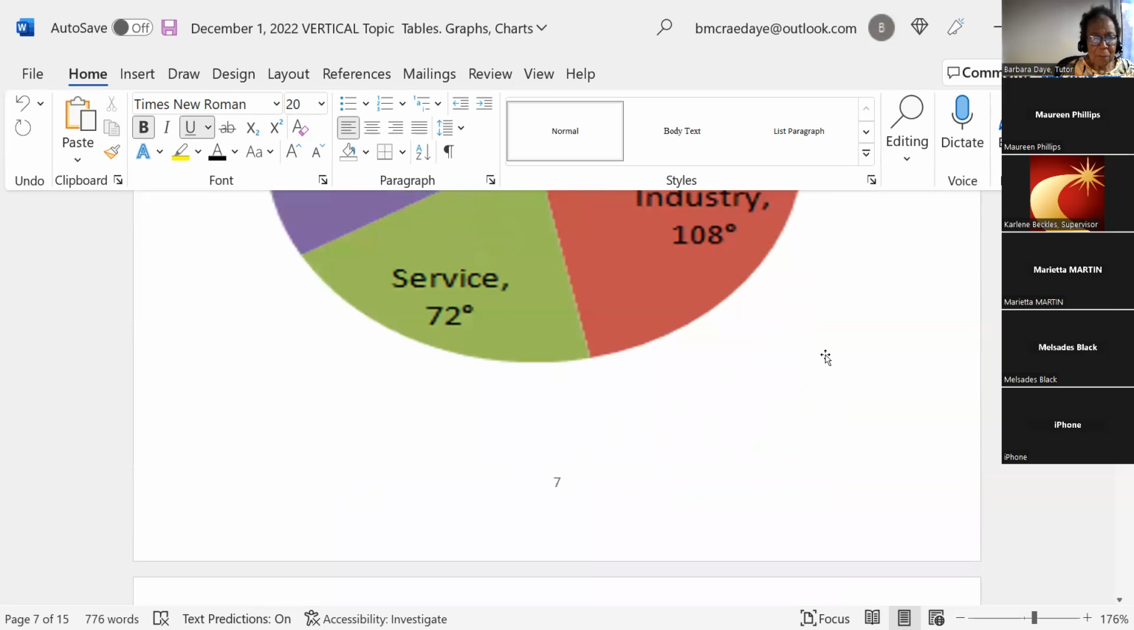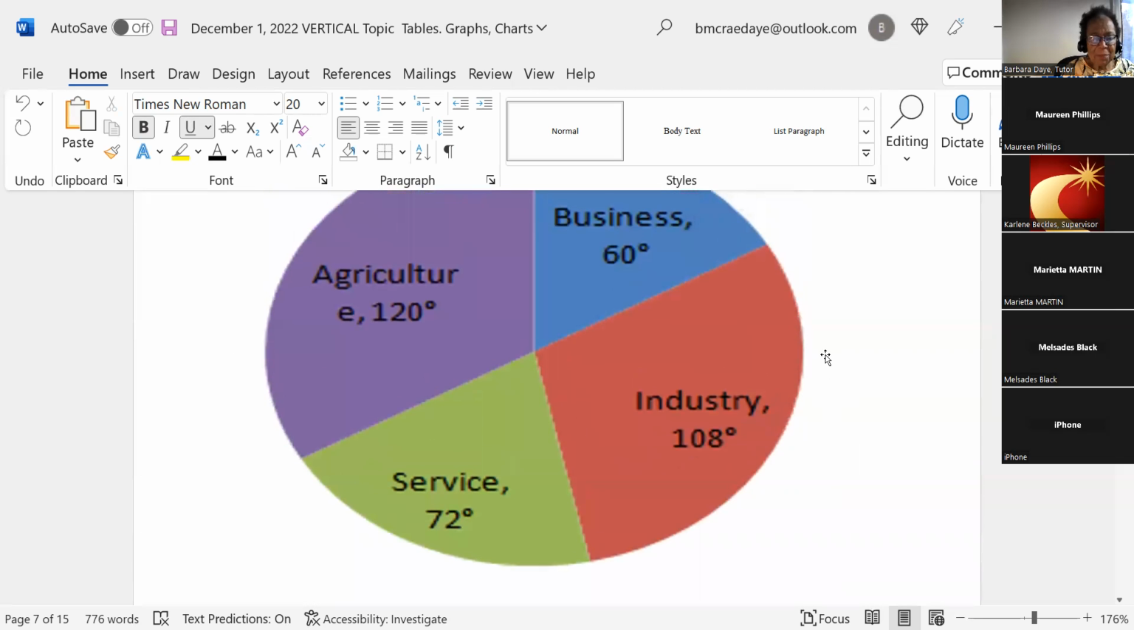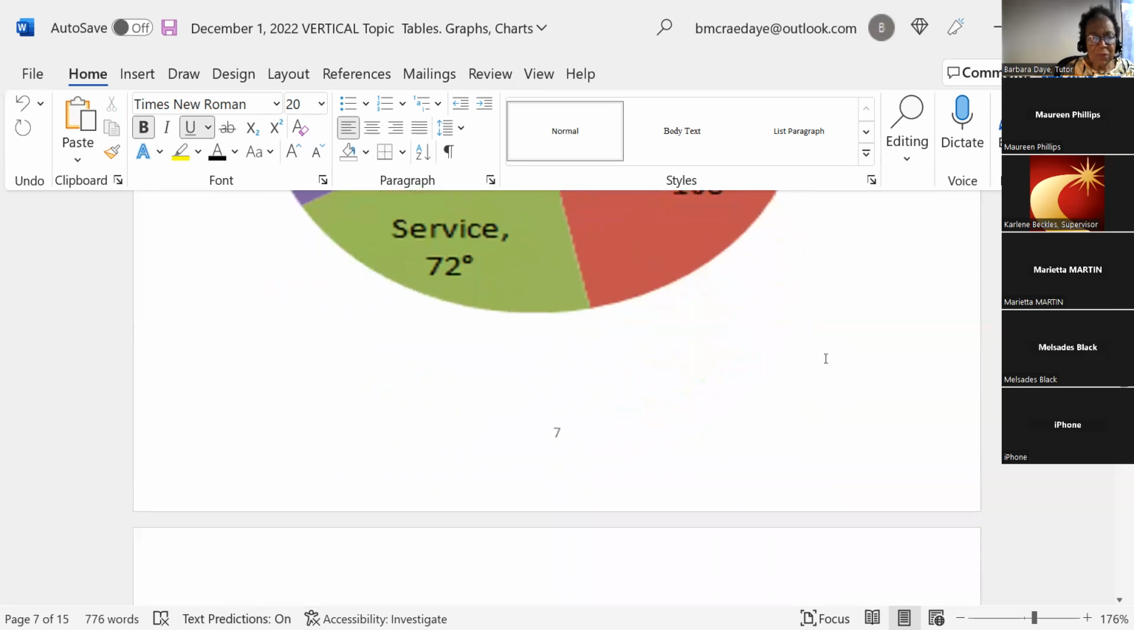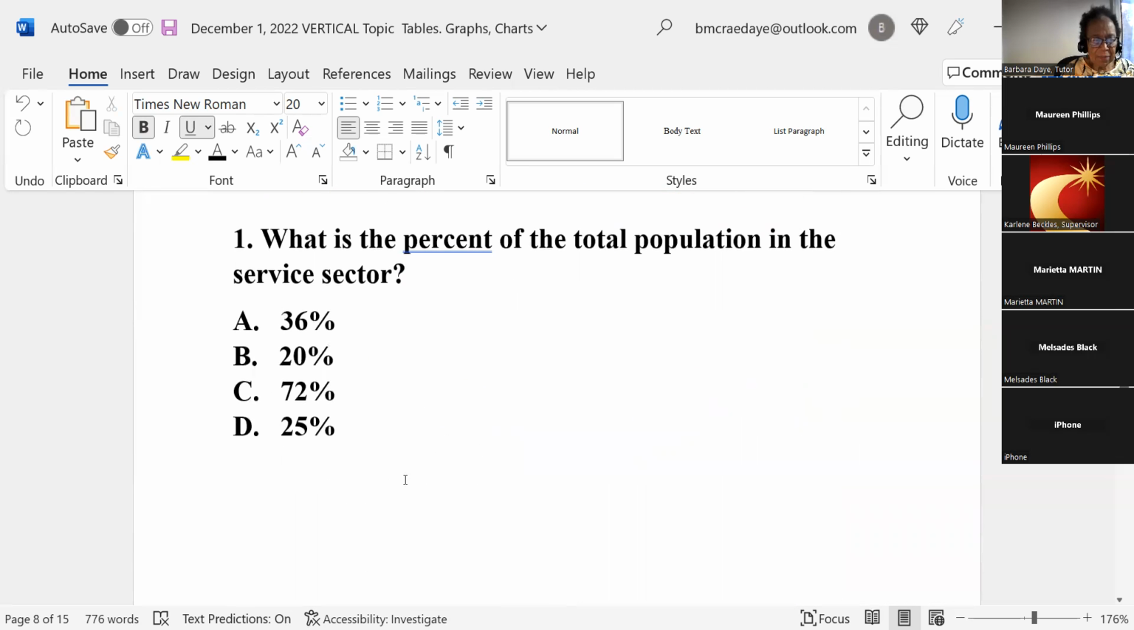Oh, wait a minute, I did something wrong. 72 divided by 360. Let's put it here, 72. I'll make that bigger. And divide that by 360. Okay, here we go. Put 360. Let's make this bigger.